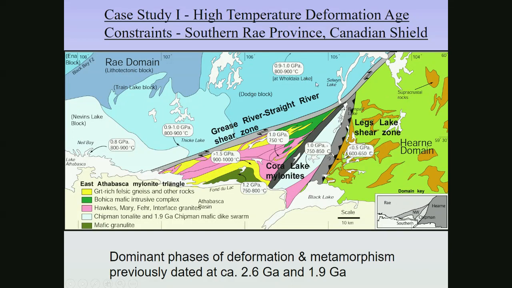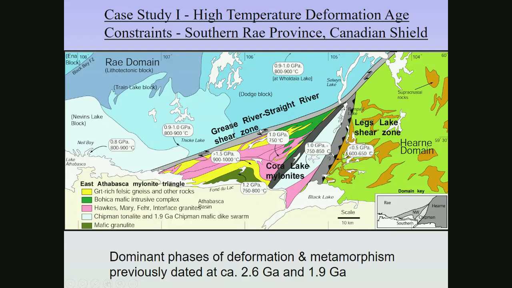These two major crustal panels, the Hearne domain and the Rae domain, are separated by a couple of big shear zones. One is called the Grease River Straight River shear zone, in gray here. It's a transpressional dextral strike-slip shear zone, and the other one, in darker gray with the little black triangles on it, is the Legs Lake shear zone. We're going to focus on this panel of rocks in the triangle between the Grease River Straight River shear zone and the Legs Lake shear zone. Mainly, we're going to look at how age constraints were provided for these two different shear zones.